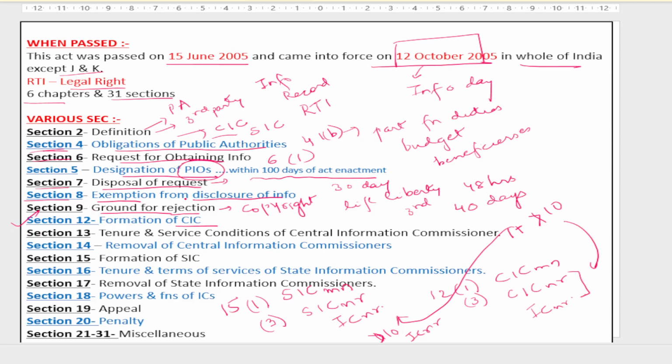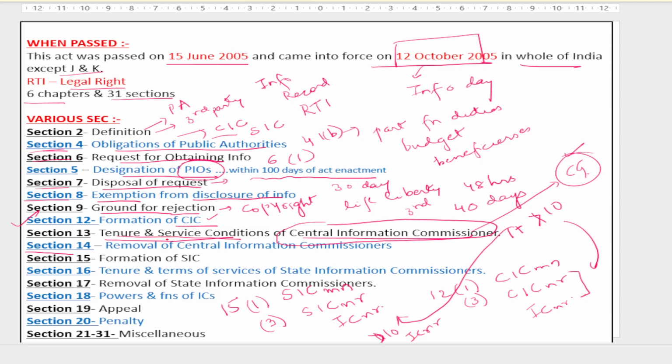Now, Section 12 deals with the Central Information Commission. Section 13 deals with the tenure and service conditions of the Central Information Commissioner, which at present is regulated by the central government. It was done by an amendment to the RTI Act, so now the central government will regulate the tenure and service conditions, which will be as determined by the central government.